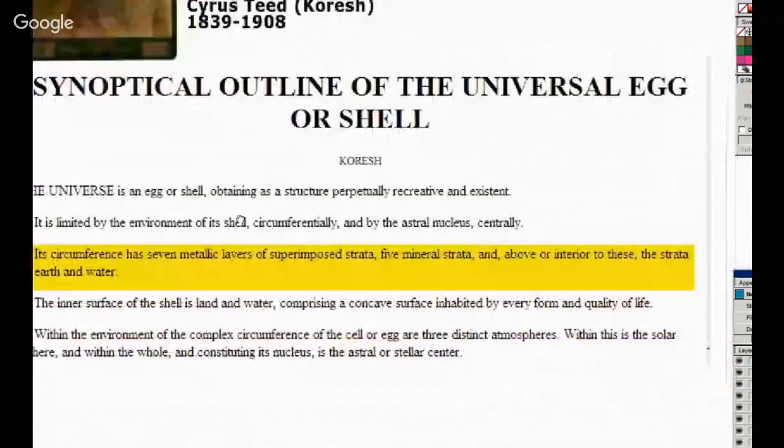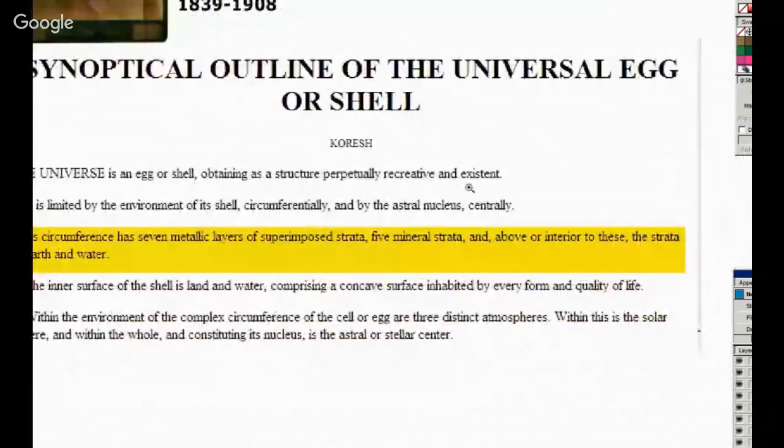He said, okay, the universe is an agar shell, obtaining as a structure perpetually recreative and existent. It is limited by the environment of its shell circumferentially and by the astral nucleus centrally. Now, number 3, its circumference has 7 metallic layers of superimposed strata. Okay, 5 mineral strata. Okay, so he's basing this.